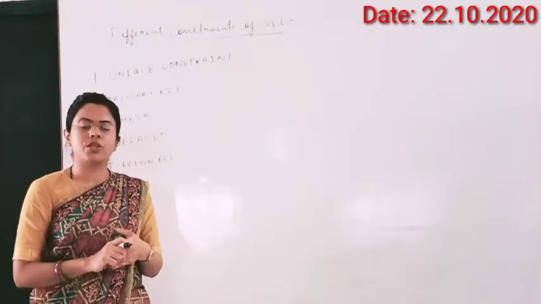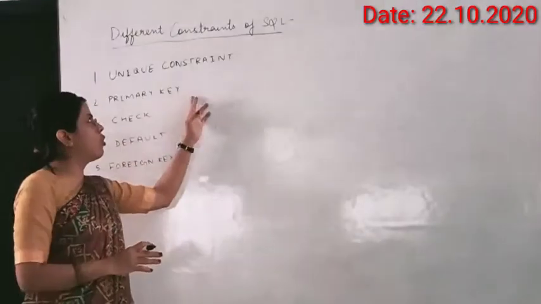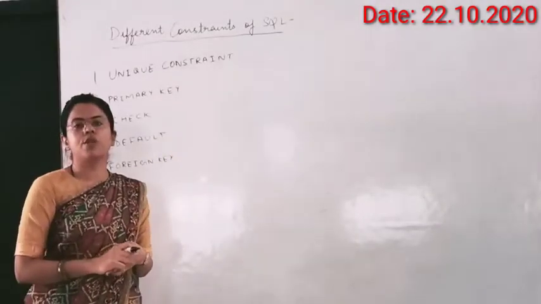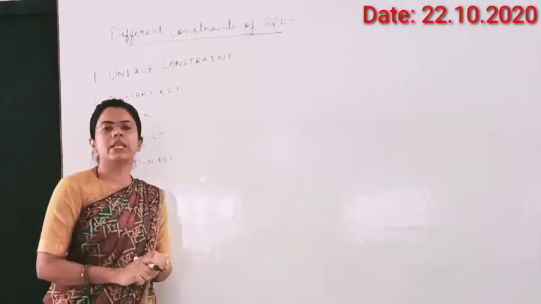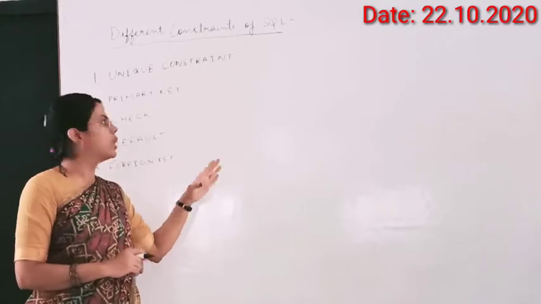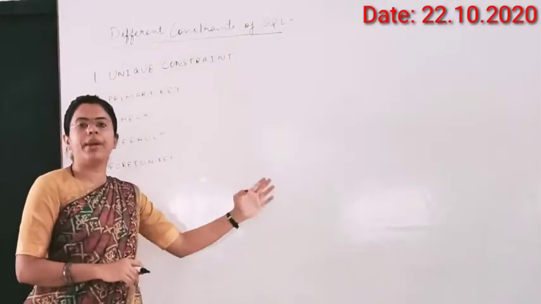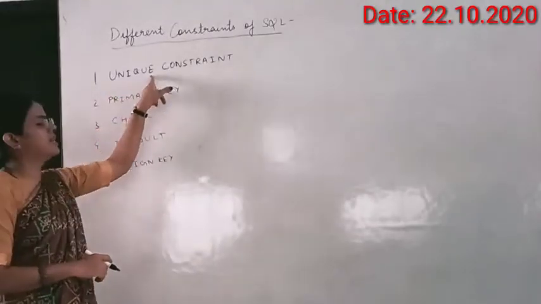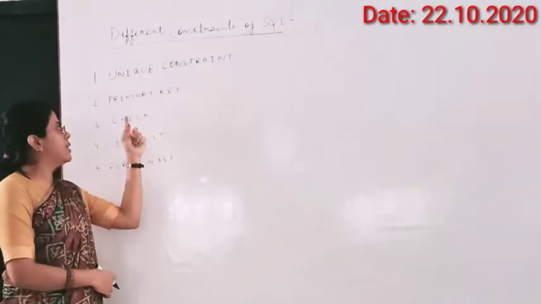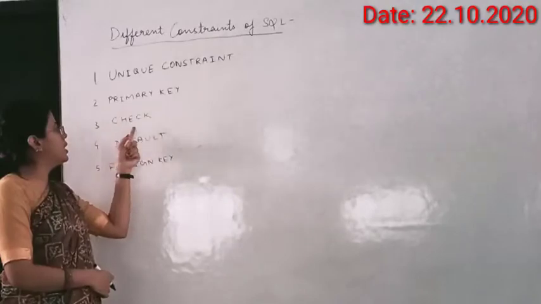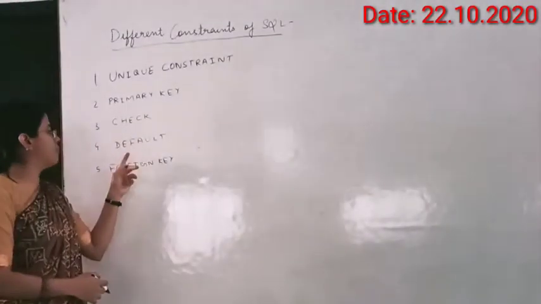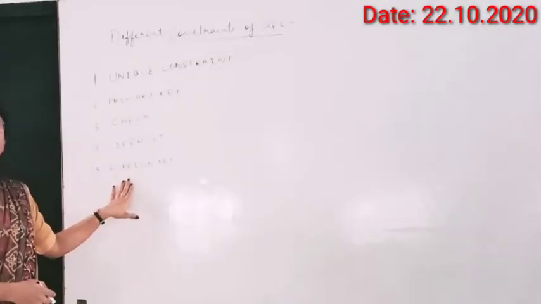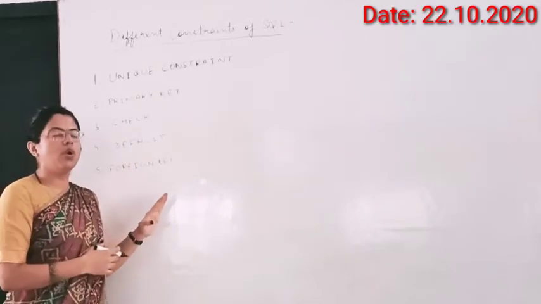Online class of MySQL. So today we are going to cover the topic which is different constraints of SQL. We have done this already in the theory part. However, I will show you how these constraints work while writing the code in SQL. So the first constraint is the unique constraint, the second one is the primary key, third is the check constraint, fourth is default, and the fifth one is the foreign key constraint. We will be learning all these constraints.